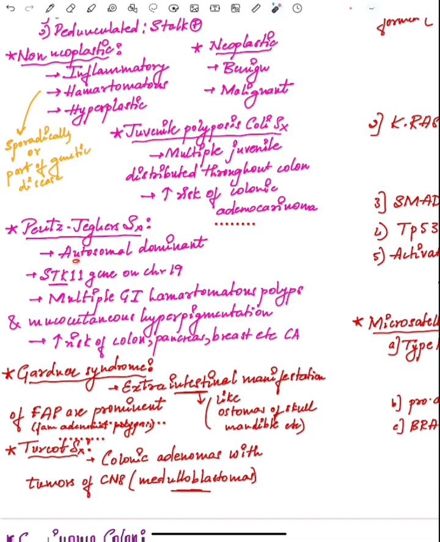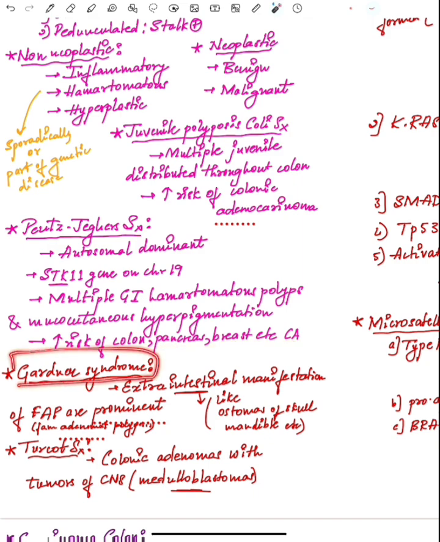It is autosomal dominant, STK11 gene on chromosome 19, with multiple GI hamartomas, polyps, and mucocutaneous hyperpigmentation. It is the most important part of Peutz-Jeghers syndrome, which increases the risk of colon, pancreas, breast, etc.